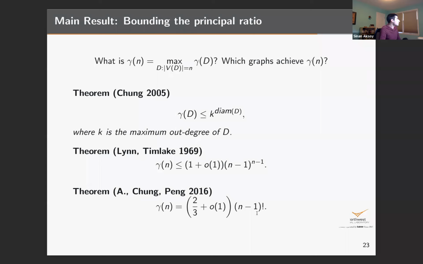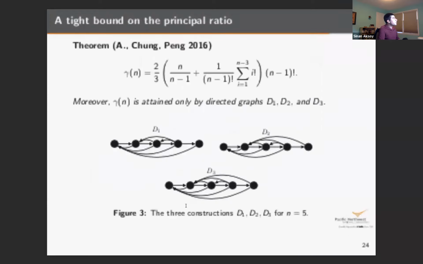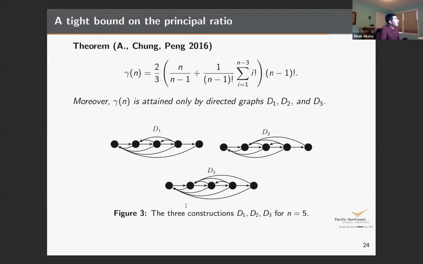And what we were able to show is that this gamma of n is equal to (2/3 + o(1)) times (n-1) factorial. So we were actually able to prove a little bit more than that. We were able to come up with an exact expression for what this maximum should be, which is given here. And we were also able to show that this gamma of n is attained only by 3 directed graphs up to isomorphism for each given value of n.